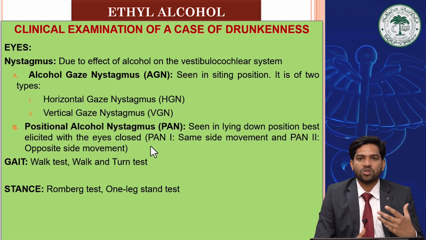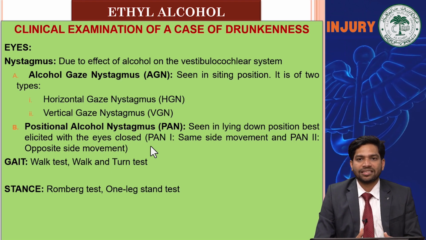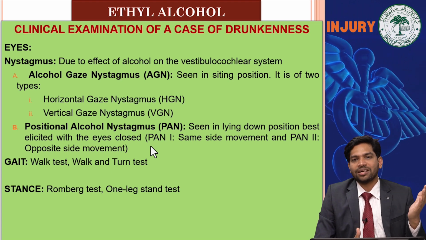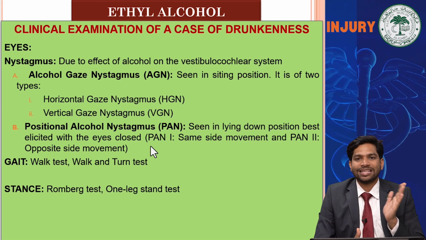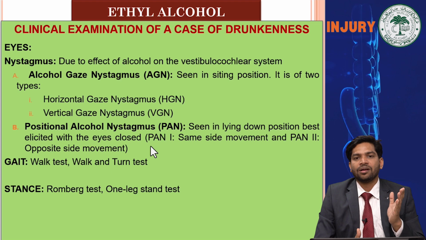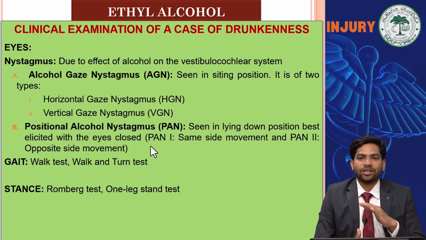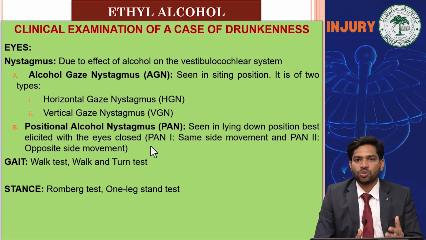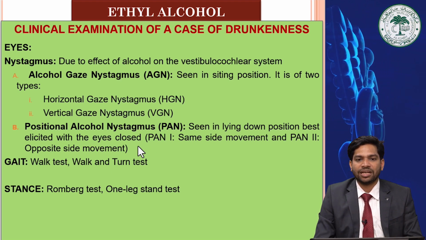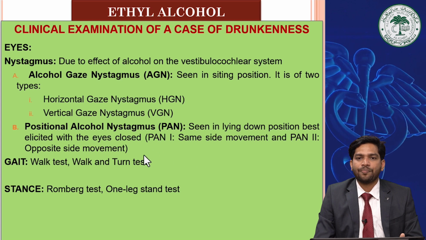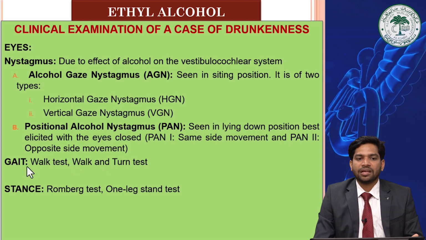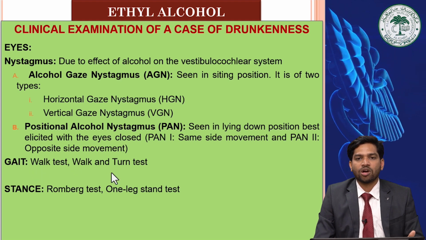In PAN 1 and PAN 2, to elicit this nystagmus, the patient is asked to lie down and close his eyes. Then you turn the head to the right side and the left side, and you see the eye movement. If the eye is turning to the right side only, then this is PAN 1. And if it is turning to the opposite side on turning right, then this is PAN 2. In this way, PAN 1 and vice versa on the left side will be done. So this is called PAN 1 and PAN 2 nystagmus that is elicited in the eye examination.